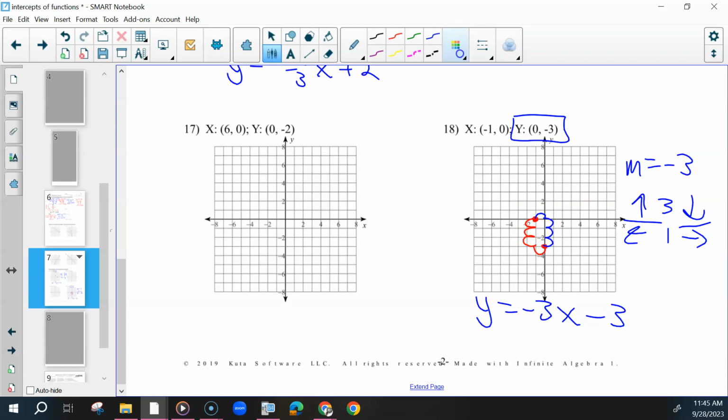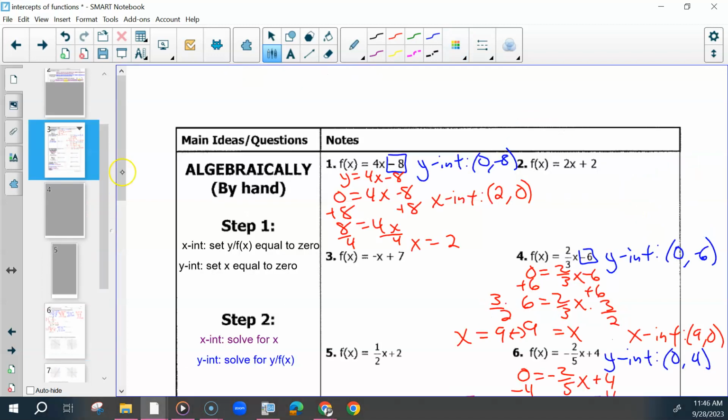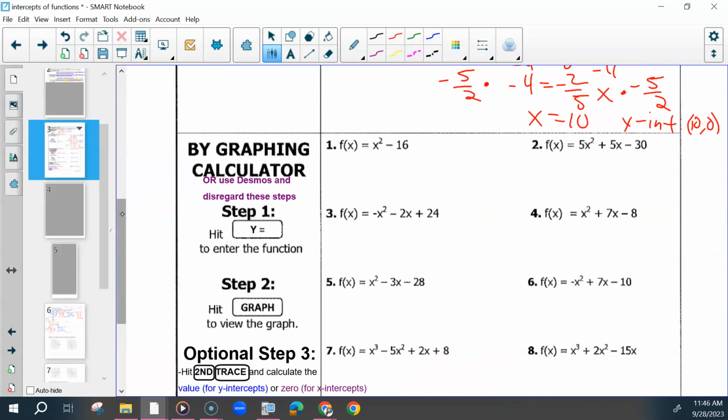Alright, last thing. Sorry, two more things. Do we have any questions left on this page? Go back to the calculator page, this page at the bottom. So this works for any function, the ones we were doing, as long as it's in slope-intercept form on the calculator. But while you're at home, I'll show you how you can check on Desmos.